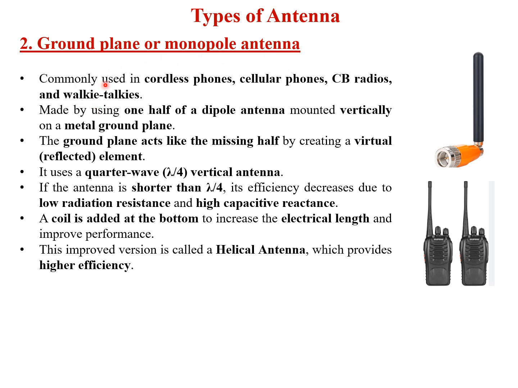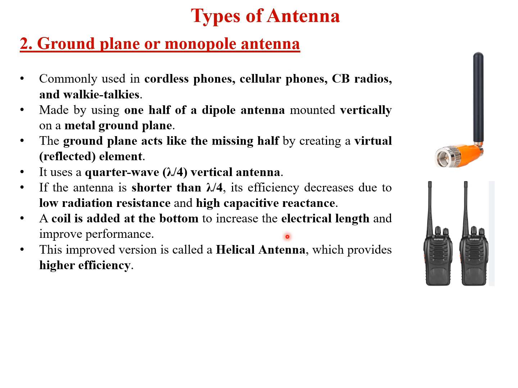It is commonly used in cordless phones, cellular phones, CB radios and walkie-talkies, and is made of one half of a dipole antenna mounted vertically on a metal ground. So it acts like a missing half by creating a virtual or reflected element. It uses a lambda by 2 vertical antenna.